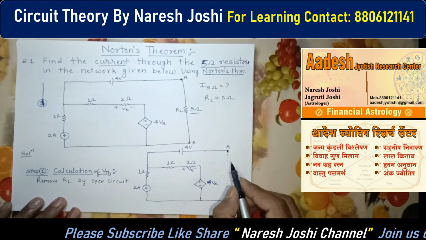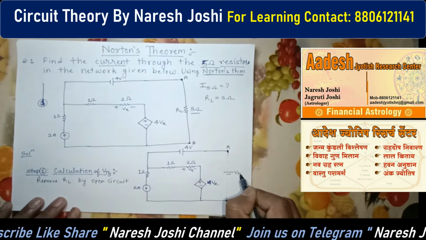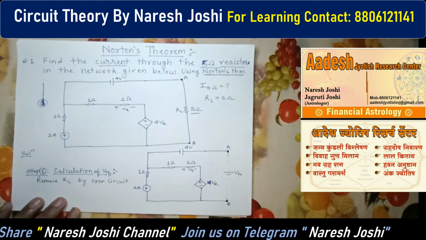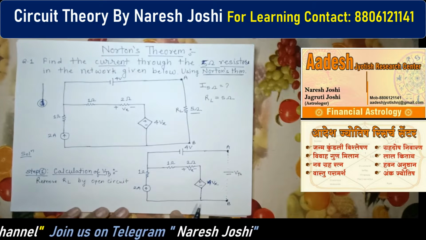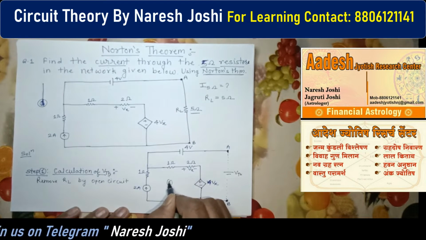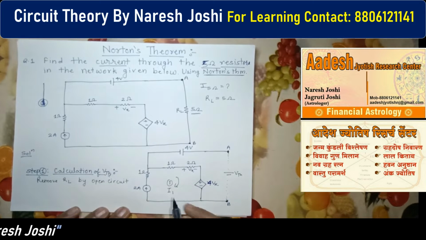Okay, so this is our virtual connection, and across this we have to find out our VTH. So this is our question. Now what we have to do is first apply the mesh analysis. This is mesh 1, so we have to mention it is mesh 1 and the current direction in this mesh 1 is clockwise.